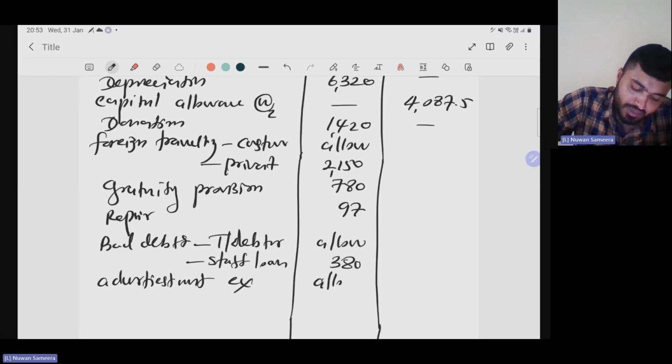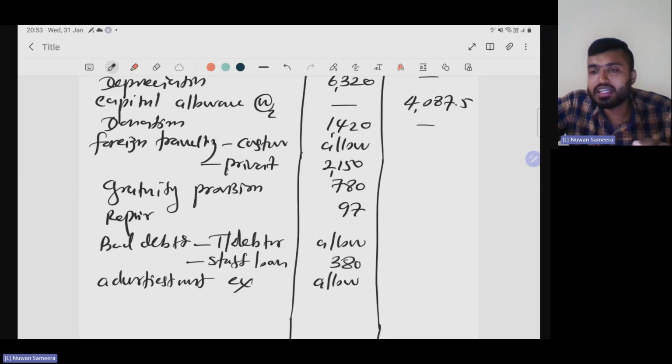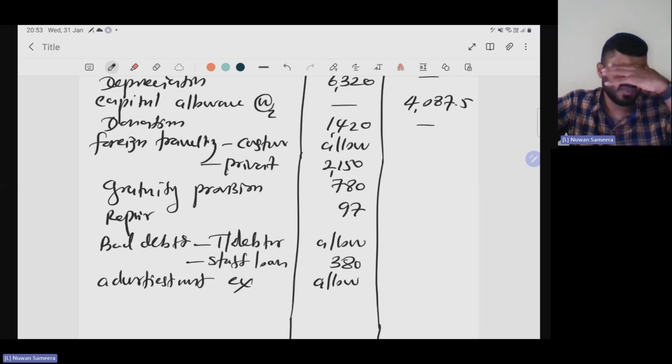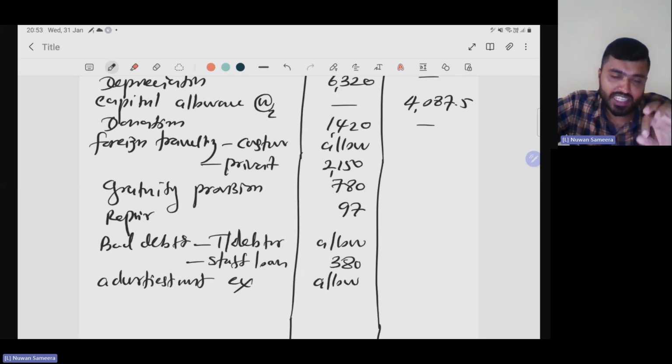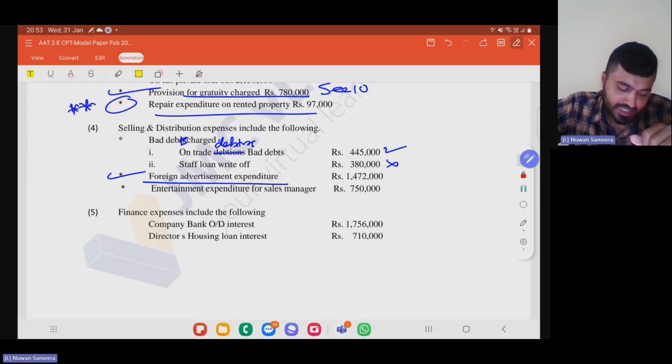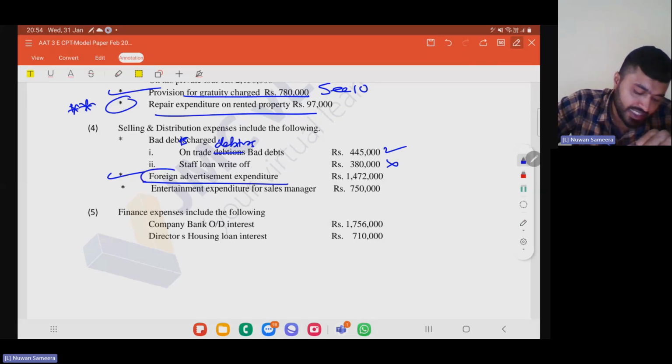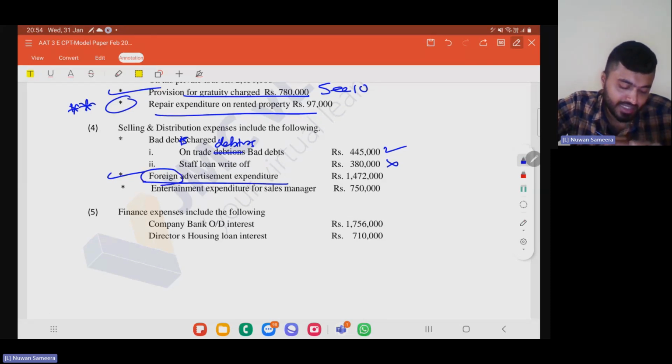That is allowed. But my dear students, for advertisement and communication expense, they have now given a special section, 15A. As per 15A, if that advertisement expense is incurred locally, then you can have an additional 100% deduction. But in this case, you can't get the additional deduction. Why? This is foreign. If it is foreign, you are not eligible.